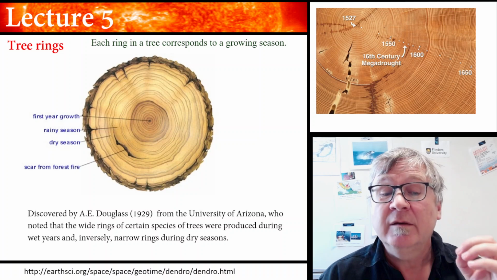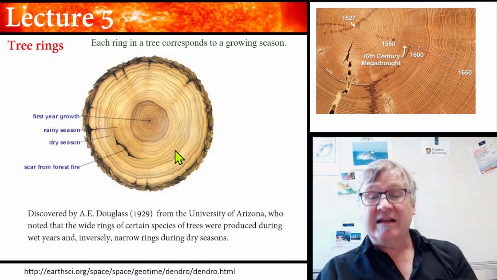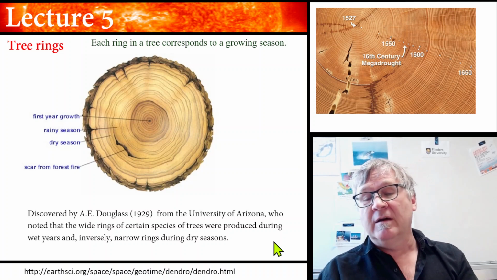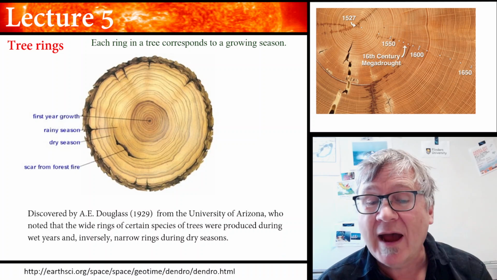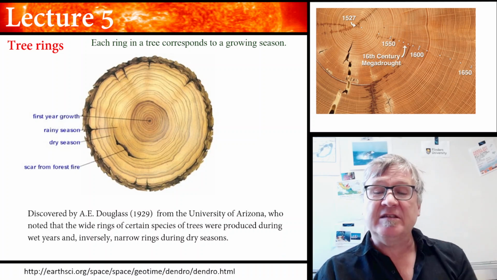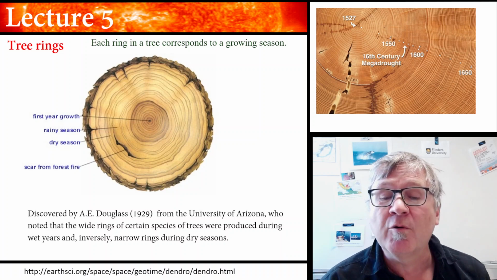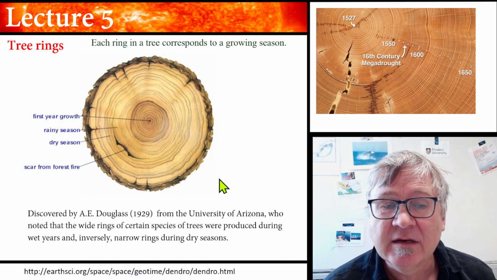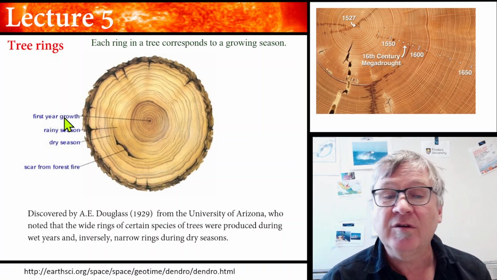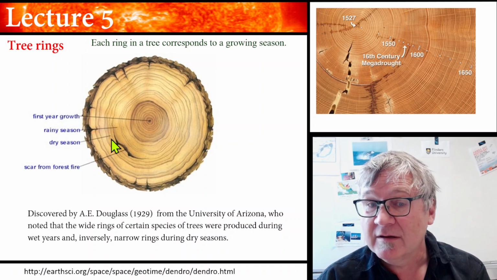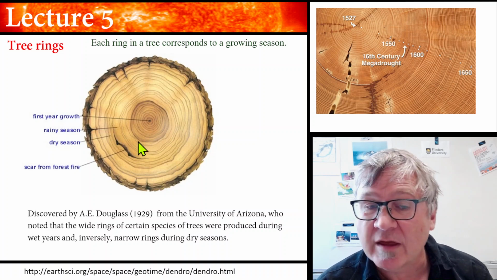Discovered by Douglas in 1929 from the University of Arizona, who noted that the wide rings of certain species of trees were produced during wet years and inversely narrow rings during dry seasons. So in this example here, you can identify wet years and distinguish from dry years. And you can date. So you have it all together.